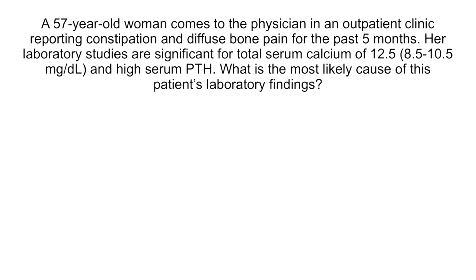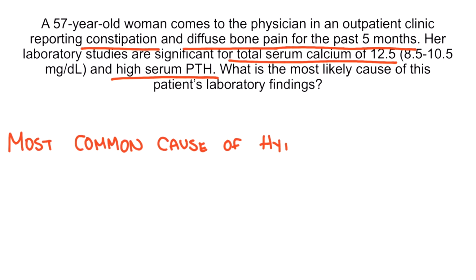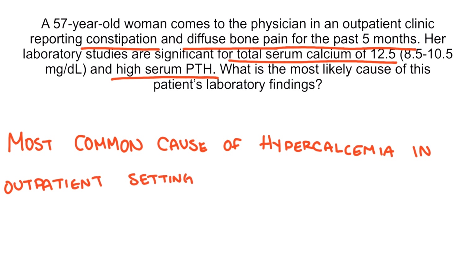So this patient comes in an outpatient clinic reporting constipation and diffuse bone pain for 5 months. Her lab studies are significant for total serum calcium of 12.5 and high serum PTH. These findings are consistent with the diagnosis of primary hyperparathyroidism. The most common cause of hypercalcemia in an outpatient setting is a parathyroid adenoma. In contrast, the most common cause of hypercalcemia in an inpatient setting is malignancy.